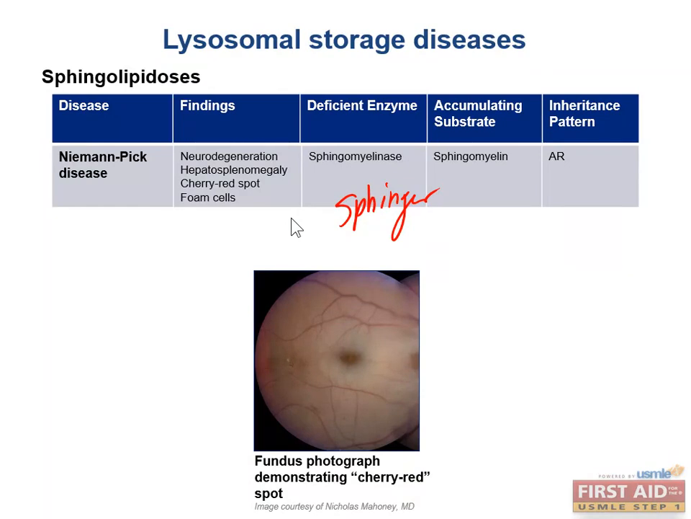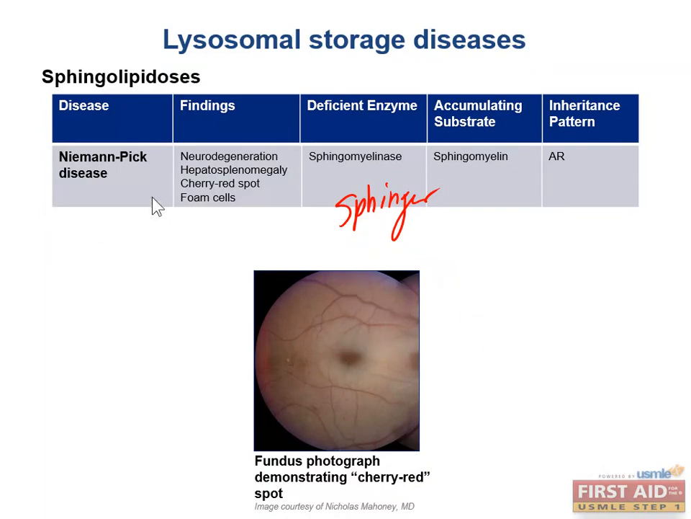An excellent way to remember which diseases have a cherry red spot, like the one that you see here, are going to include Niemann-Pick disease and also Tay-Sachs disease. Both of these are going to have hyphens.